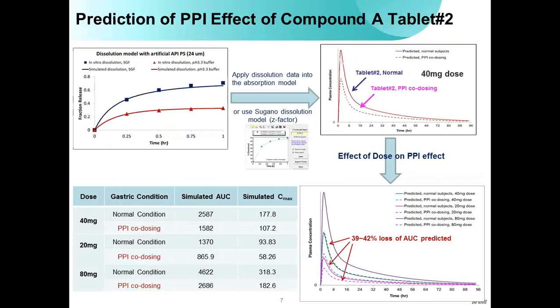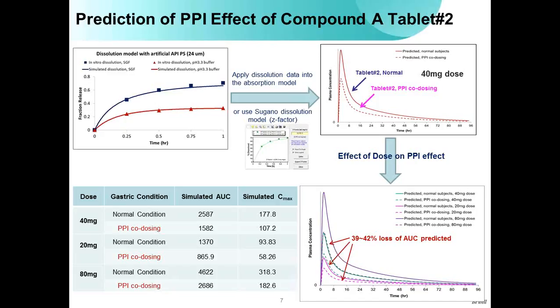Once we have the baseline model for conventional formulation and pointed out the risk, the formulation team developed several alternative formulations with the aim of overcoming the achlorhydric effect. And let's take one of the enabling formulations, tablet 2, as an example.